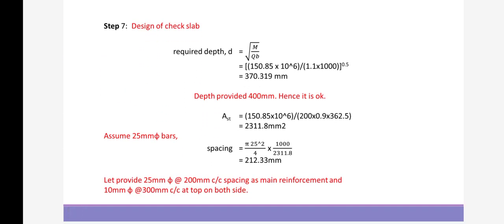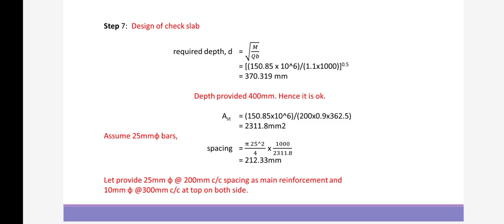Then step 7, design of check slab. So first find out the required effective depth. Required effective depth formula is root of M divided by Q into b. So M value 150.85 into 10 power 6 divided by Q value 1.1, b value 1000, the whole root. So d required is equal to 370.319 mm. So you know that provided effective depth is equal to 400 mm. So check for the required and provided. So the maximum depth is provided, therefore the design is safe.